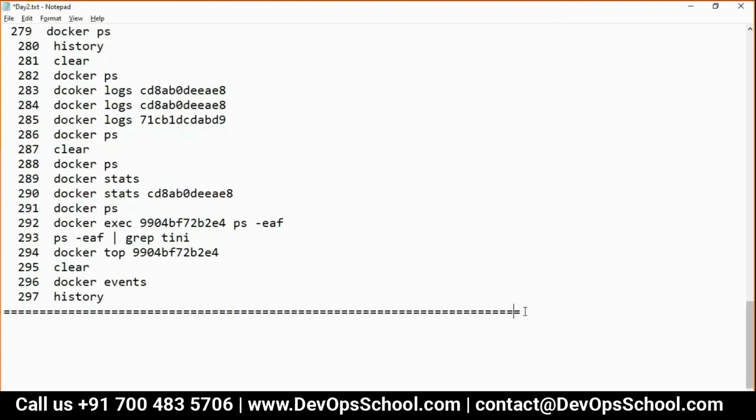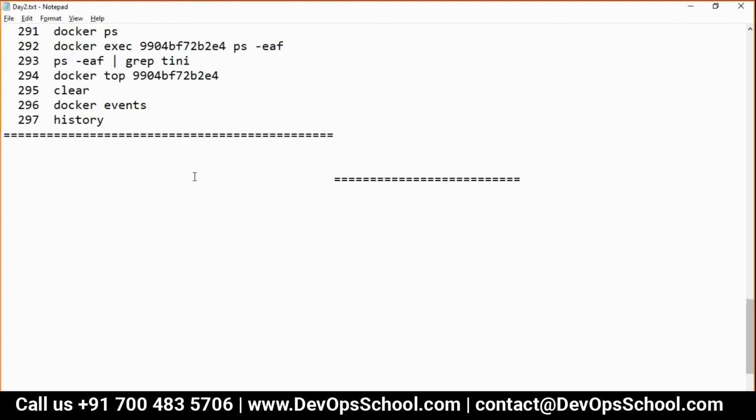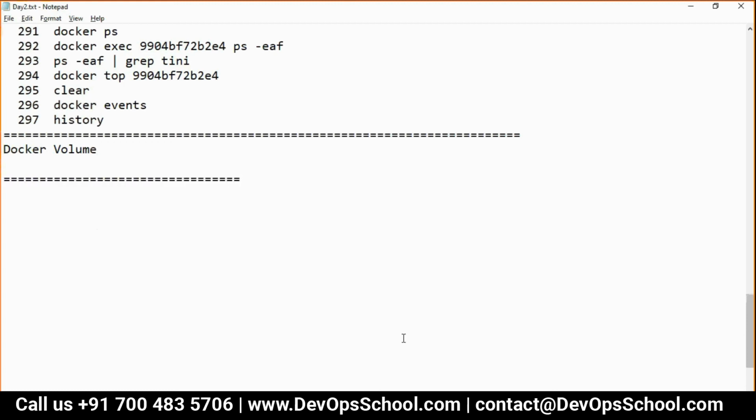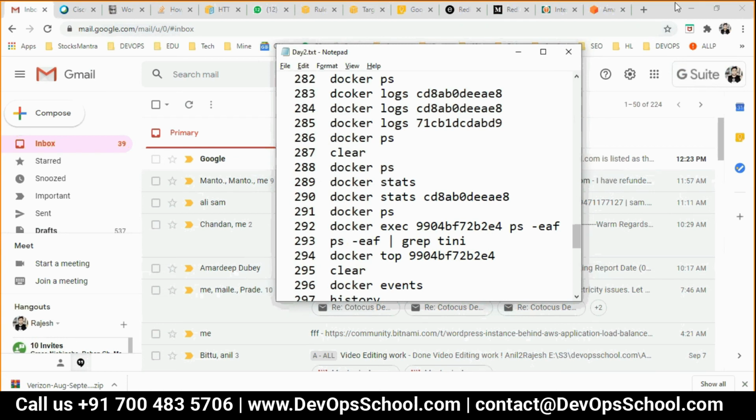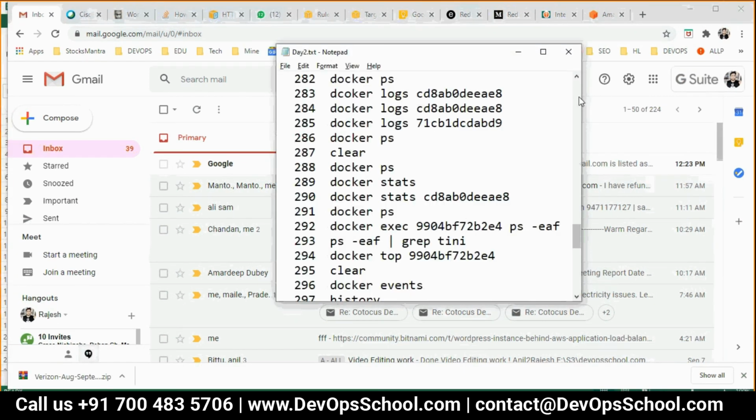Okay, so now I'm going to talk about one important topic, and that is Docker volumes. Okay, Docker volume. Now, what is Docker volume? So guys, first I'll show you the demo and then you'll understand the problem with containers.